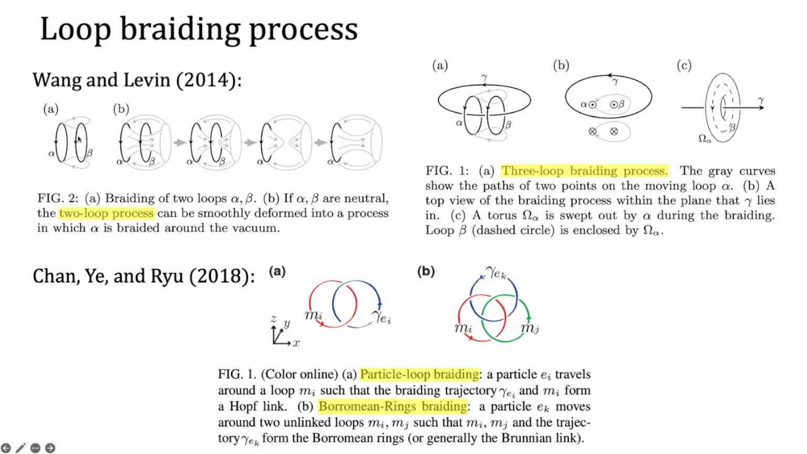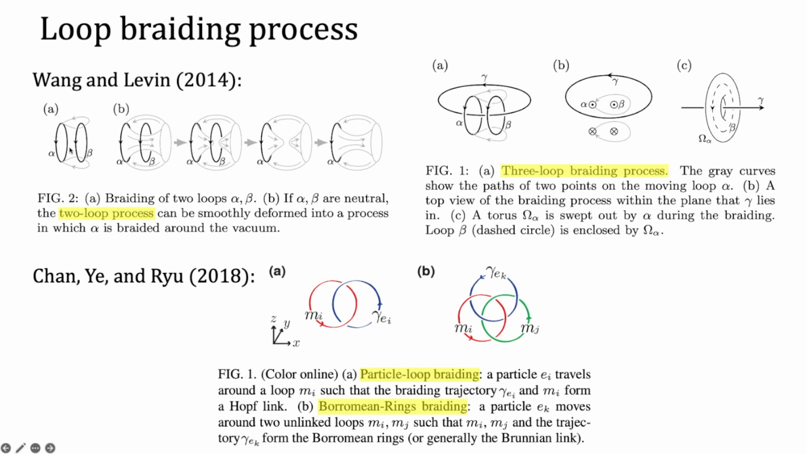But unfortunately, in most cases, this two-loop braiding is trivial, because this process can be slowly deformed to a trivial process, which means this alpha can shrink to vacuum, so there's no alpha there, and then go through the beta and enlarge again. And because there's no alpha around, we can just move this beta circle to another place. So in most cases, it becomes a trivial process, because we can shrink this alpha to vacuum.